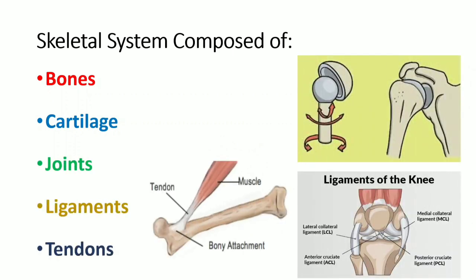We also have various joints in our bodies. We also have ligaments in the skeletal system. Two bones are usually joined together with the help of ligaments. And not the least, tendons are also there. These tendons are the attachment to the muscle systems. So these are some of the components present in our skeletal system.